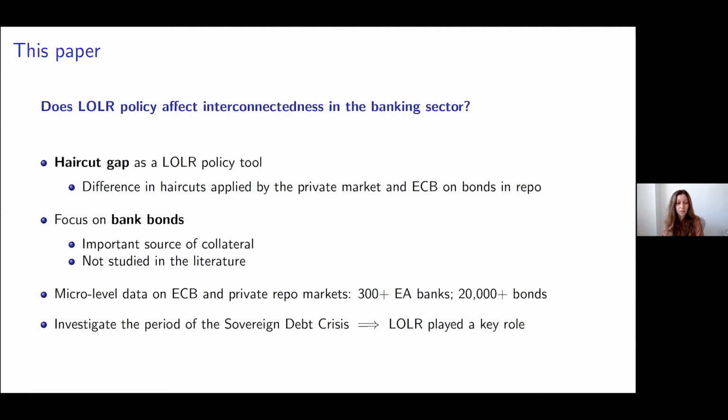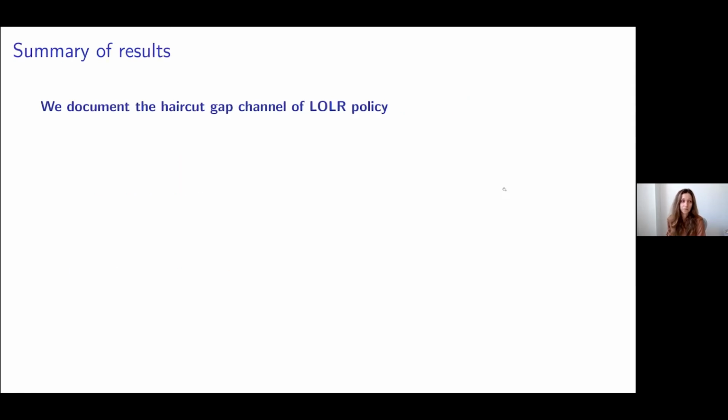So as I already alluded to, we're going to use micro-level data from Europe, where we will put together a data set using both confidential ECB data sources and private repo markets. And this is going to allow us to observe the behavior of more than 300 Eurozone banks pledging more than 20,000 unique bonds. And specifically, we're going to draw our attention to the period of the sovereign debt crisis, when we know that lender of last resort played a very important role in the Eurozone.